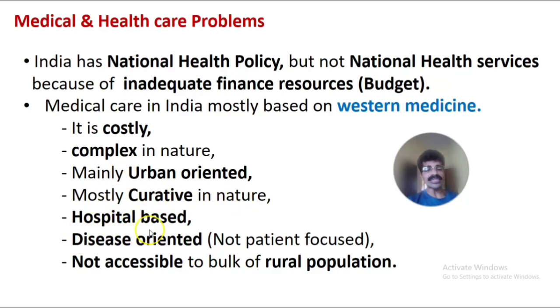So because of that, it is hospital based service. Allopathic or Western medicine is hospital based. Then it is only focusing on the disease, not the person. So it is disease oriented, not patient focused. And of course, it is not accessible to the bulk of the rural population because 75% of the healthcare services or health infrastructure is available in the urban area of the country at present.